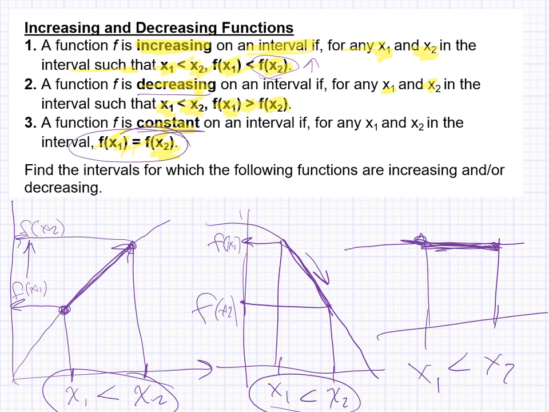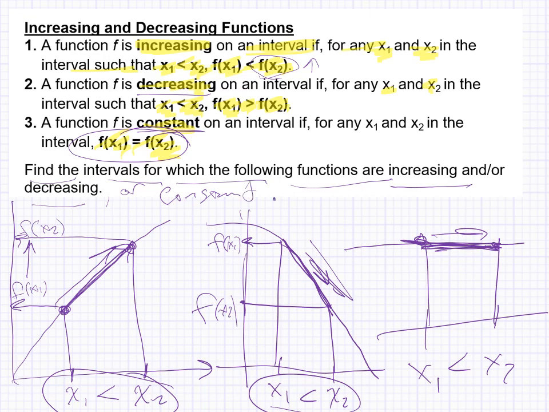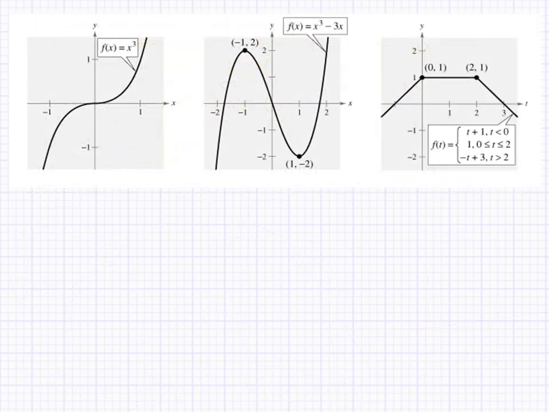So increasing is up from left to right, decreasing is down from left to right, constant is horizontal. I think that's a very easy concept for people to understand. I think the hard part is how we write our answers when a question says find the intervals for which the following functions are increasing or decreasing, and let's add in there or constant. Okay? So here are three different graphs. We'll look at each one independently, increasing, decreasing, or constant.